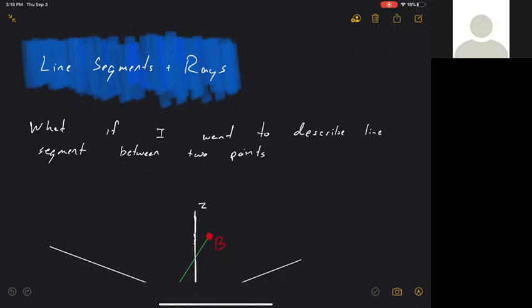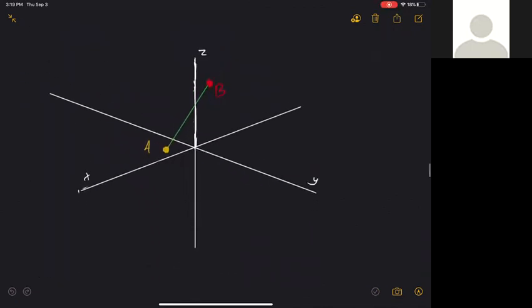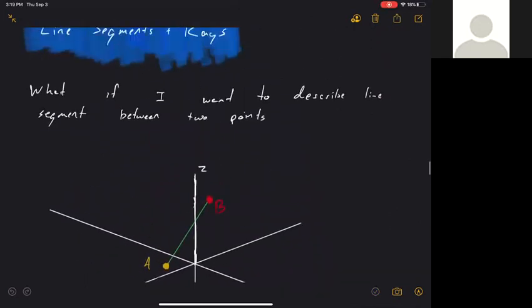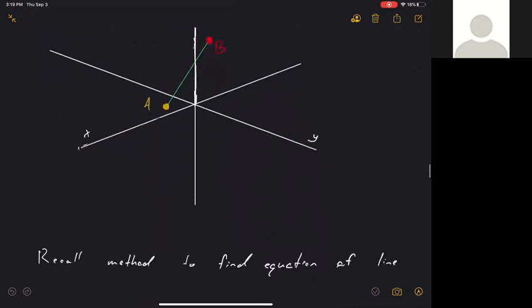Moving on in our discussion of lines and planes in R3. We've seen how to write lines now. What if I don't want to write an entire line? What if I want to write a line segment or a ray? Remember, a ray is like a line that goes off to infinity in one direction but stops in the other direction. So let's start with line segments. What if I just want to write that line segment from A to B? How can I write an equation of that line segment?